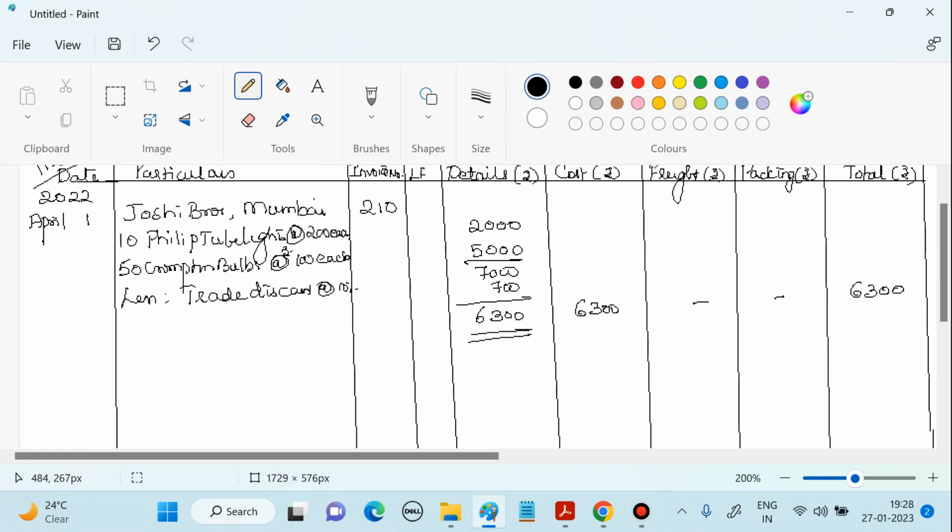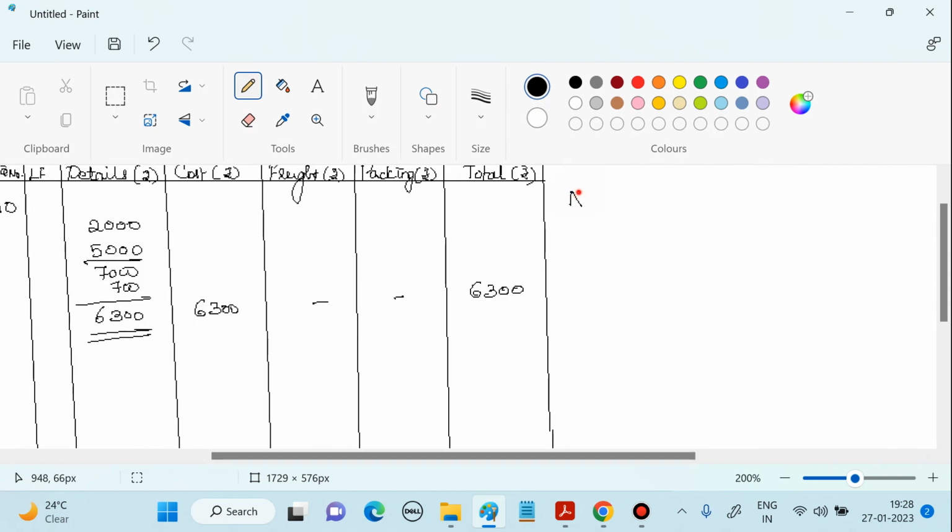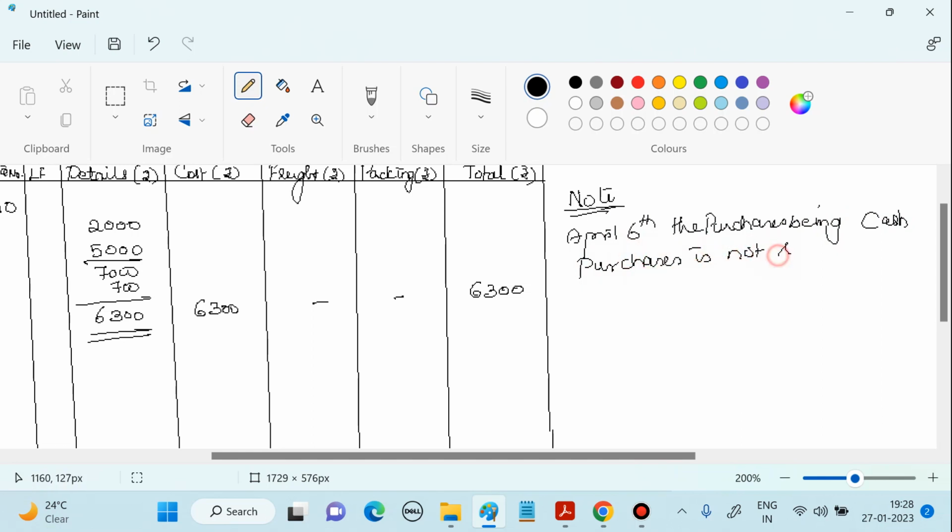Ignore it. You can write it by way of note. Write a note for that: April 6th, the purchases being cash purchases is not recorded in the purchases book. Write a note always.